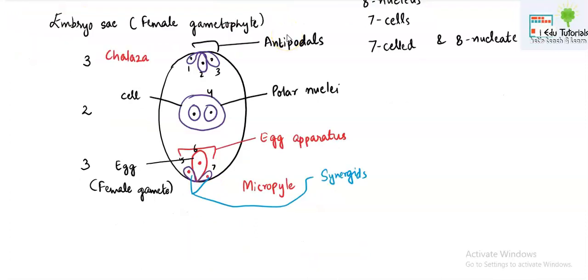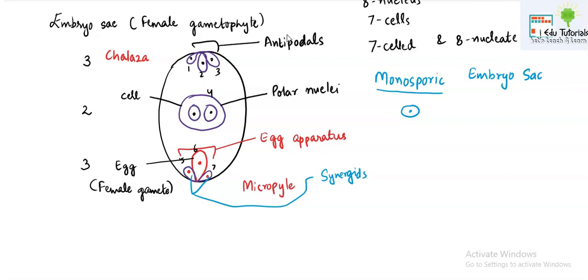One more term is important before we sum up with our megasporogenesis, and that is monosporic embryo sac. Most of the times the question comes, what is monosporic embryo sac? So let me explain this. Monosporic means a single spore.